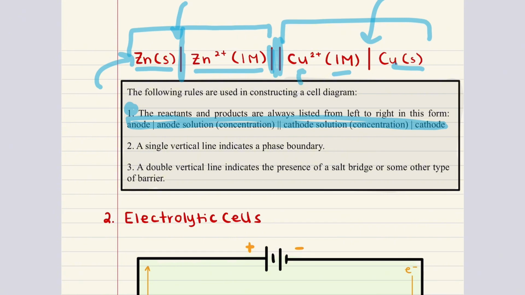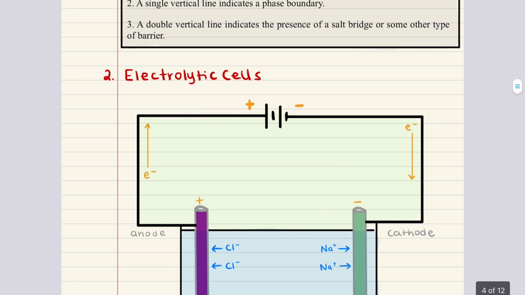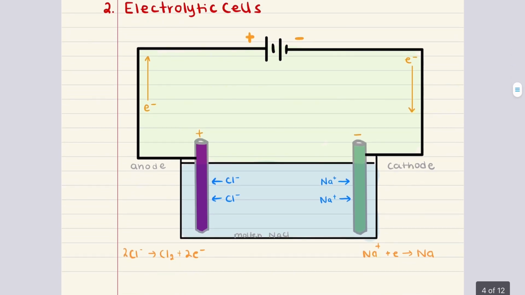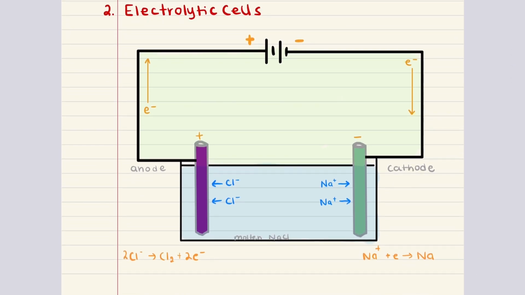Now that we understand cell diagrams, we can move into discussing electrolytic cells. An electrolytic cell is an electrochemical cell that uses electrical energy to drive a non-spontaneous chemical reaction. Unlike galvanic cells, which generate electricity from spontaneous reactions, electrolytic cells require an external power source to operate. These cells are essential in various industrial processes, such as electroplating and the electrolysis of water.